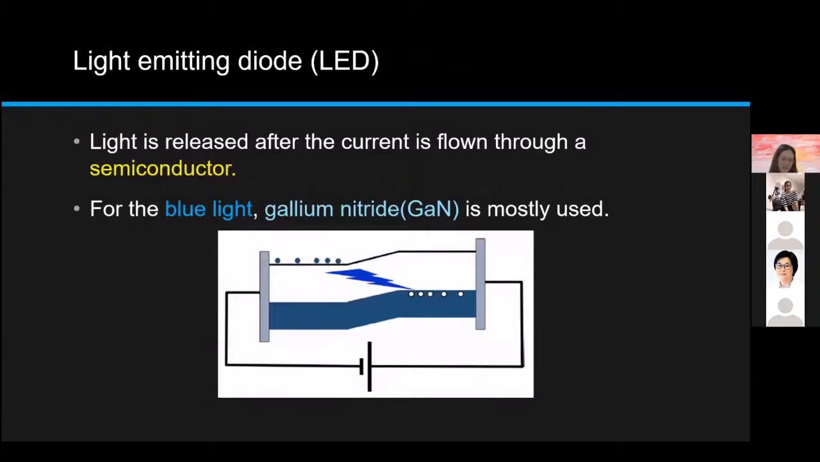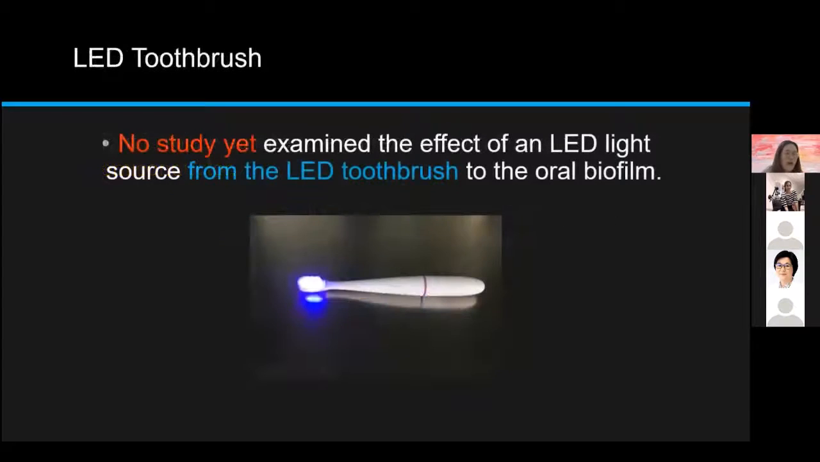So, what is an LED? LED stands for light-emitting diode. It is the process that the light is released after the current is flown through an inorganic material called semiconductor. The specific type of semiconductor that mostly used to generate blue light is gallium nitride. However, there is no study yet that examines the effect of an LED light sourced from the LED toothbrush to the oral biofilm.